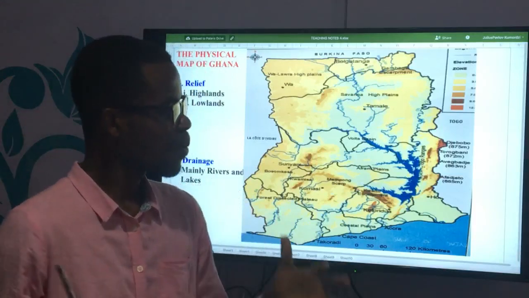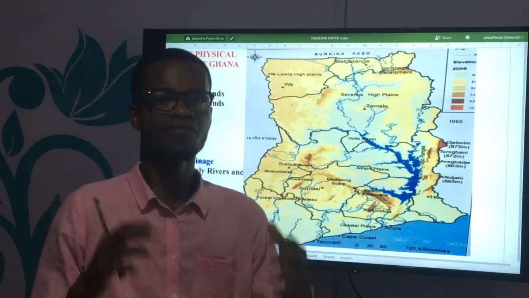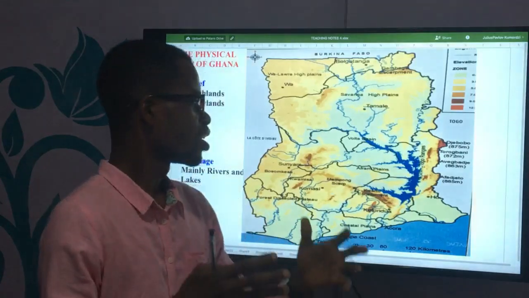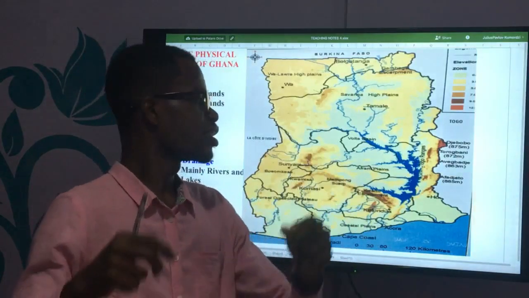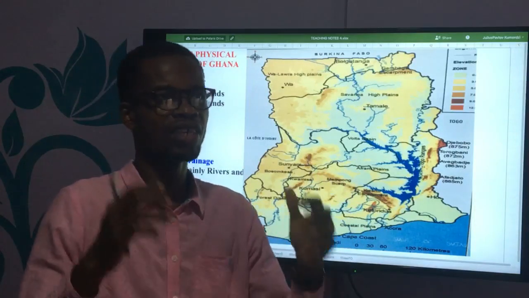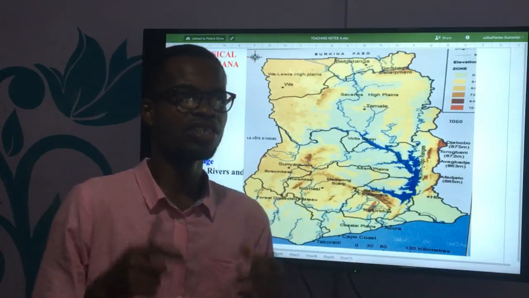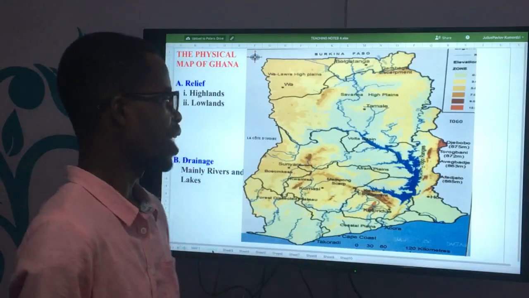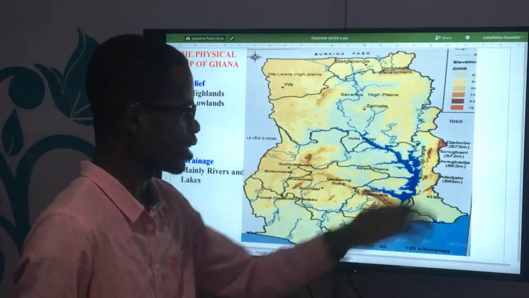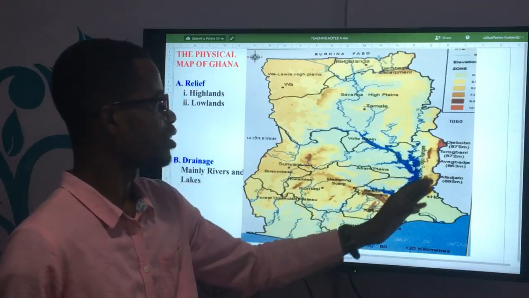Powerful name. So Mountain Avegbaje. Avegbaje is spelled capital A, V, E, G, B, A, D, J, E. So these are the high mountains in that area, in the Kwapim Togo range.